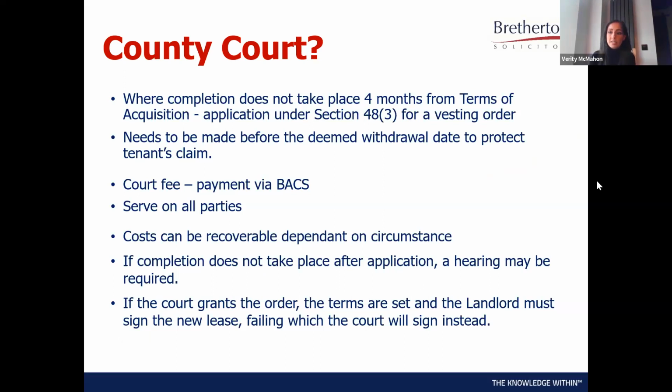This again is a date that you can't miss. If it is missed, it will be deemed withdrawn right at the last moment, which will be disastrous. So it's vital that that is protected. Similar to the FTT, the court fee is paid via BACS and it has to be served on all parties.